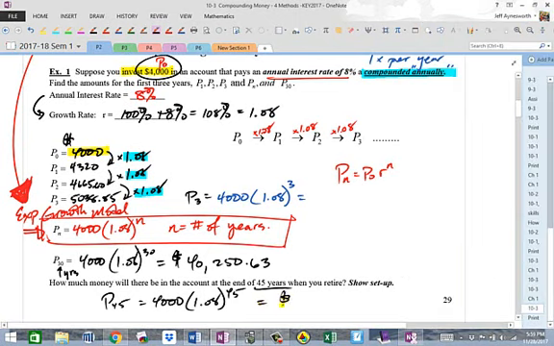$127,681.80. There you go. And so if you left $4,000 untouched in the bank at that interest rate, 8%, and if it's compounded annually, you will have over $127,000 after 45 years.